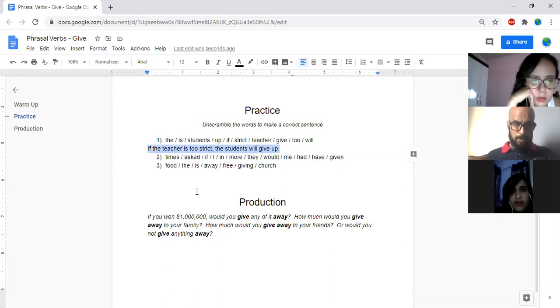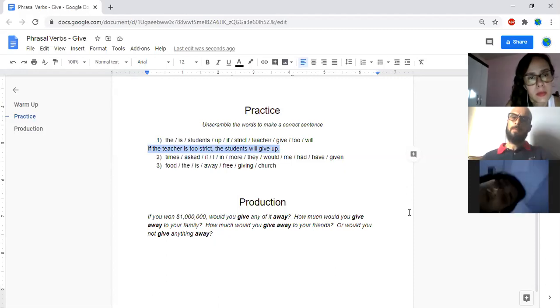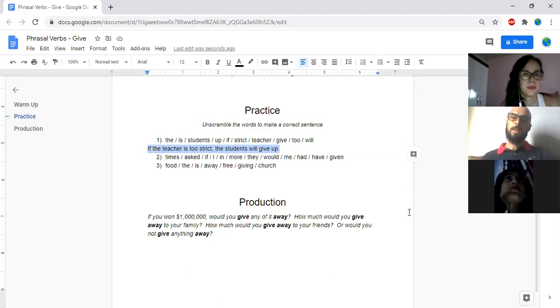If the teacher is too strict, the students will give up. Sure. Spring, can you read this sentence to me? Yes. If the teacher is too strict, the students will give up. Good. One very, very common pronunciation error, and almost all English students do this from Arabic to Africa to Asia to Brazil. It's saying wheel instead of will, or ease instead of is. So excellent job, but let's concentrate on making that soft I sound, will give, not we'll give, will give.